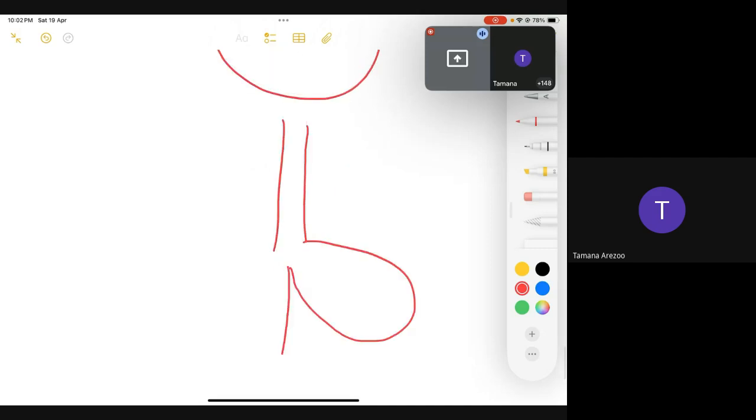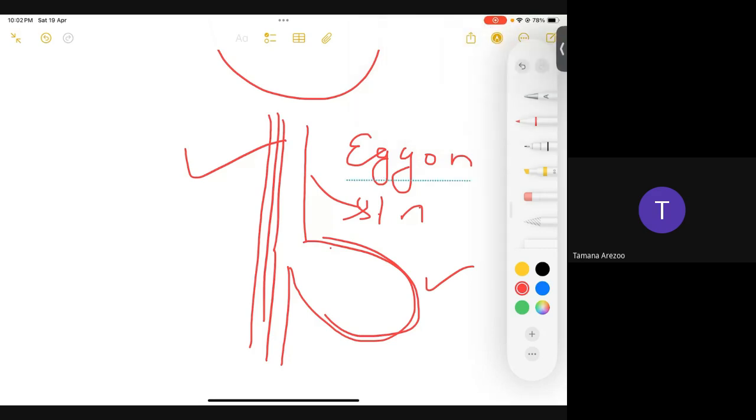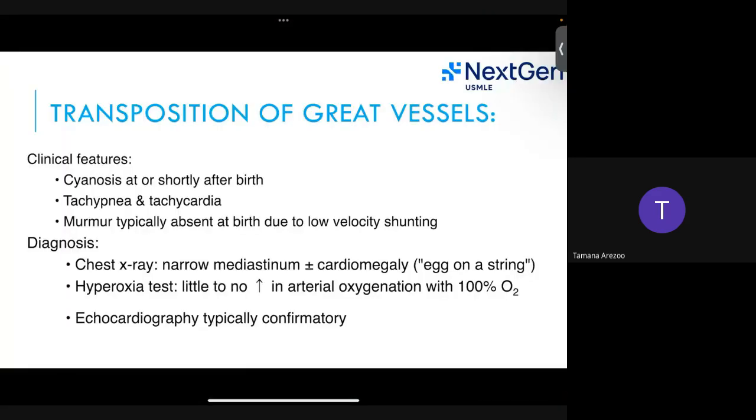So you can just resemble it as egg on string appearance. This narrow mediastinum and these vessels are basically referring towards the string, and egg basically referring towards your heart, okay? So egg on string appearance, very high yield. Just keep that in mind. If you have that in mind, you can at least get a clue of what pathology your UWorld or NBME is discussing, okay?